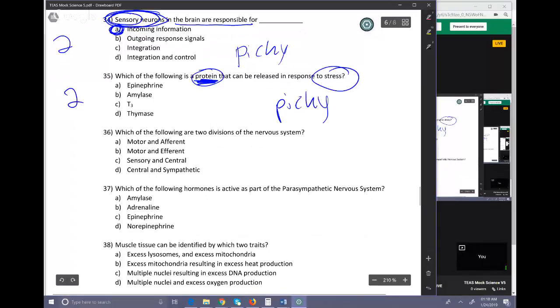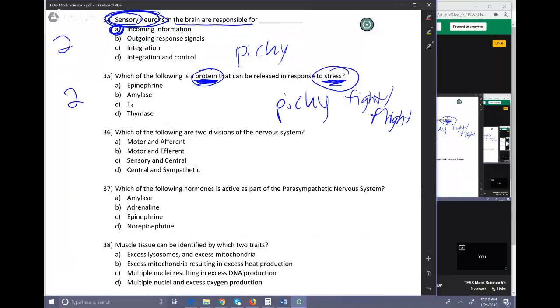In response to stress, I'm talking about fight or flight. And we don't usually use the word stress, but the reason that I put this on here is that there is a new question addition that's somewhat like this on the test, where they use the word stress because we're used to fear, excitement, fight or flight. They don't usually use the word stress by itself. It's usually accompanied by fear or excitement.